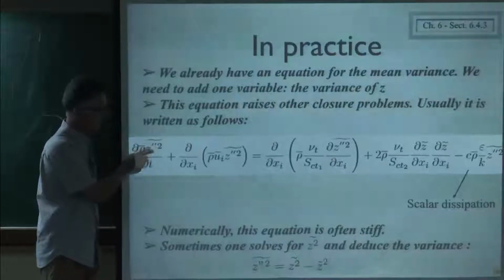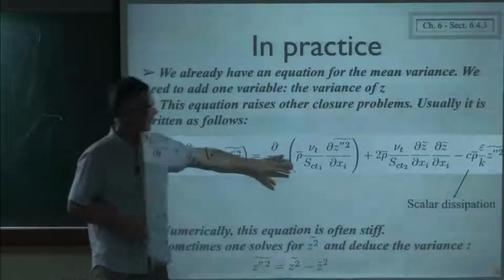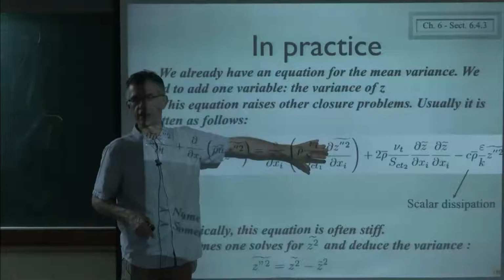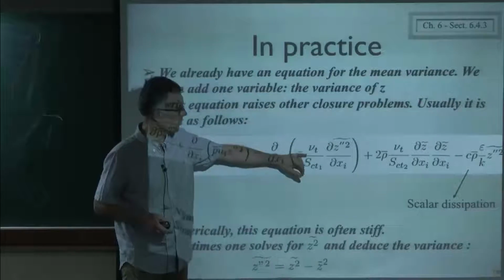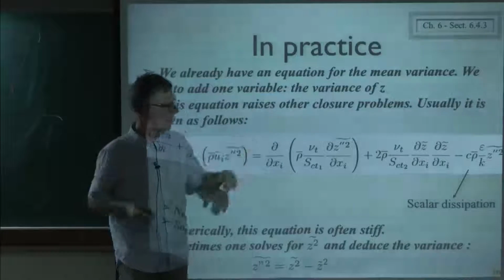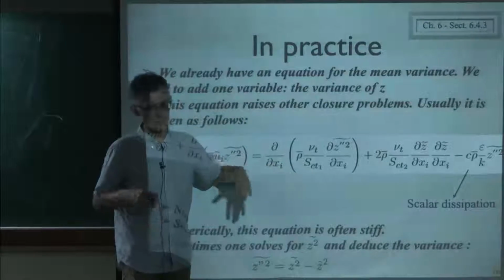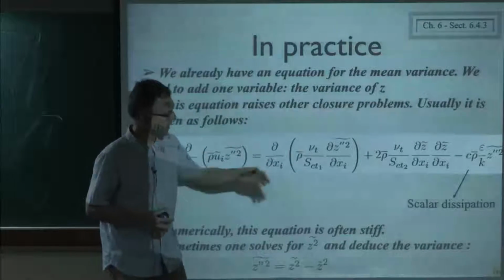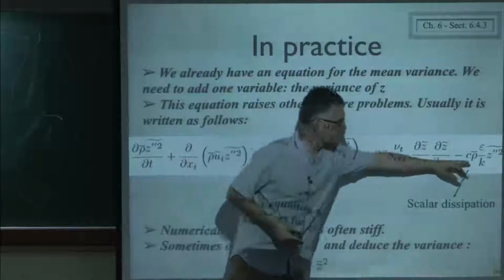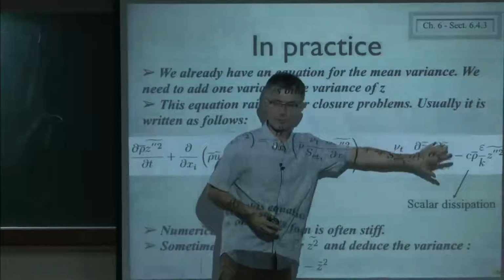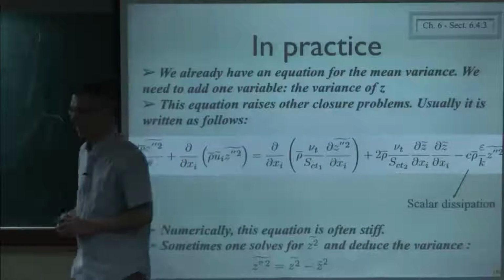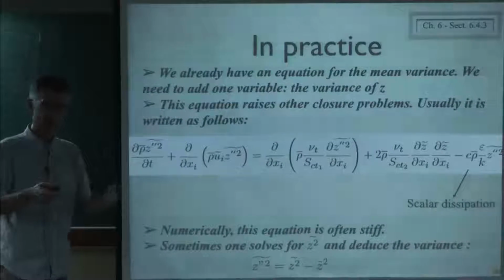There's a DDT of the variance, there's a convection term. Again, you recognize our old friend here, the turbulent diffusion modeled with a turbulent viscosity and a Schmidt number. And you introduce a new Schmidt number. And here there's a source term and a sink term. And those are models for scalar dissipation. And this equation has to be added to your code.